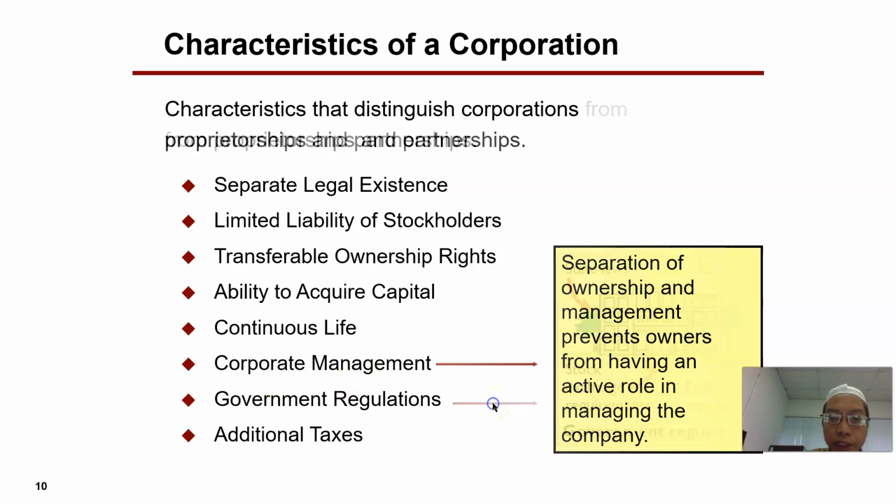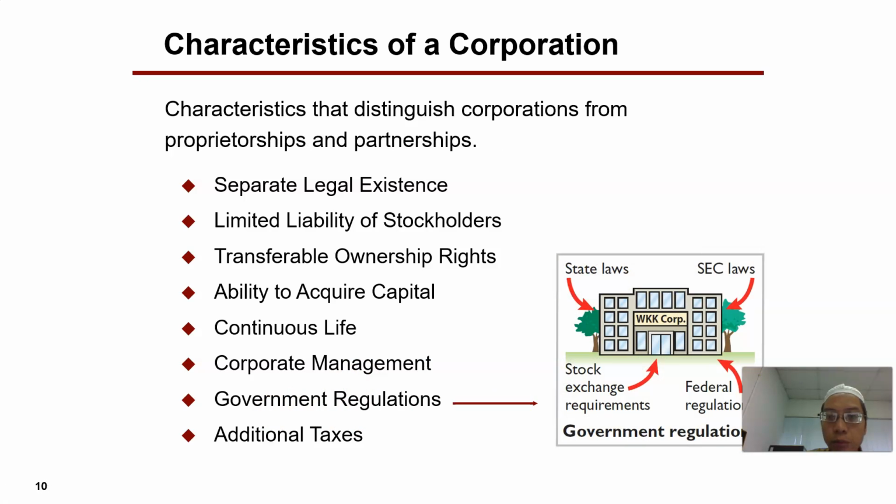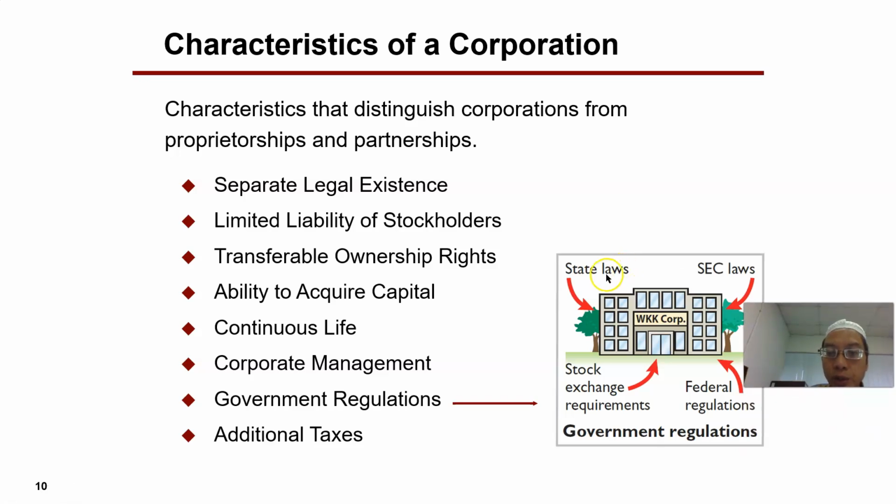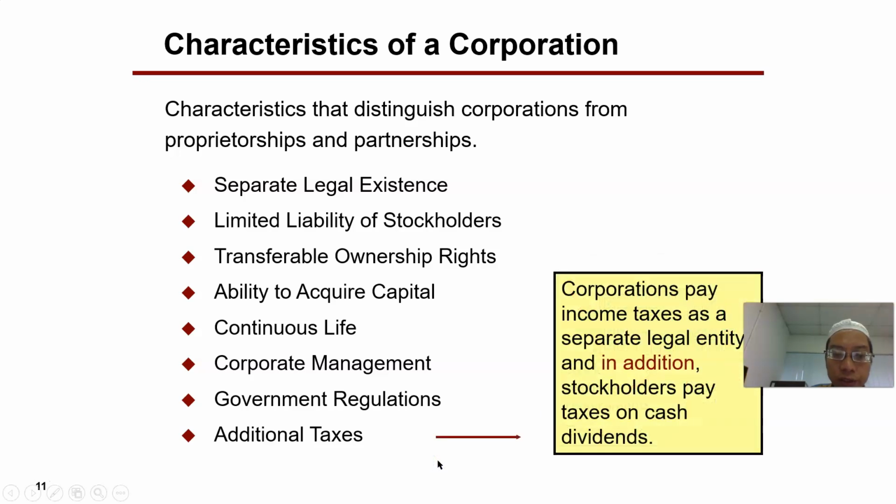Next is the government regulations. Corporations are required to follow more regulations than the sole proprietorship as well as the partnerships. So they are required to follow the state laws, the Securities Commission's laws, the federal regulations. So they are bound by more regulations than the sole and the partnership type of organizations. And lastly is the additional taxes.